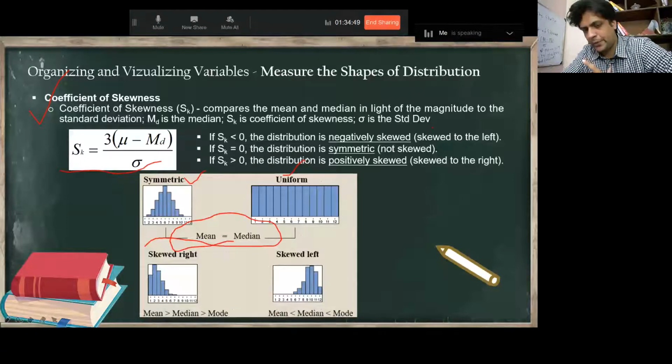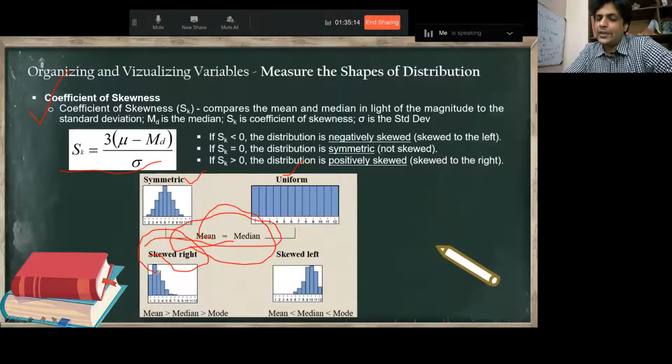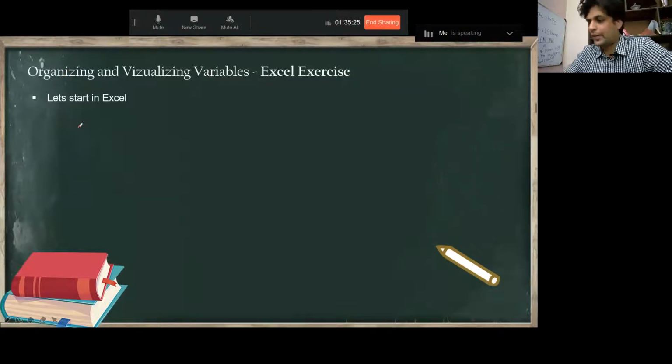Because uniform is the same number, so of course median is the same repeated number, and mean is also the same average. And in symmetric it's also the same. So remember, in symmetrical distribution and uniform distribution, these two averages are equal. Whereas in right skewed, meaning positive skewed, mean is greater than median and greater than mode, and in left or negative skewed, mean is less than median and less than mode. So that's how we measure the shape of the distribution through the coefficient of skewness. Understand? So let's start with Excel in the last 20 minutes.